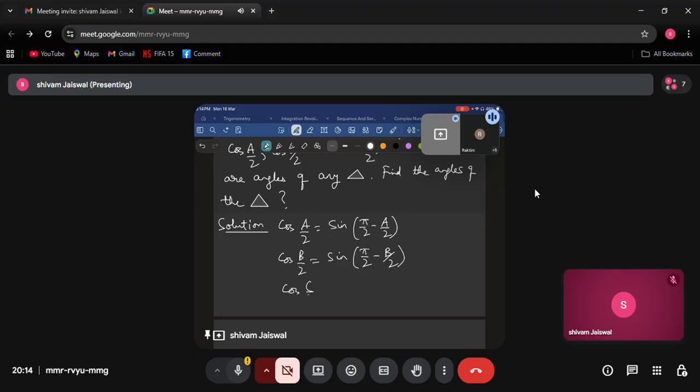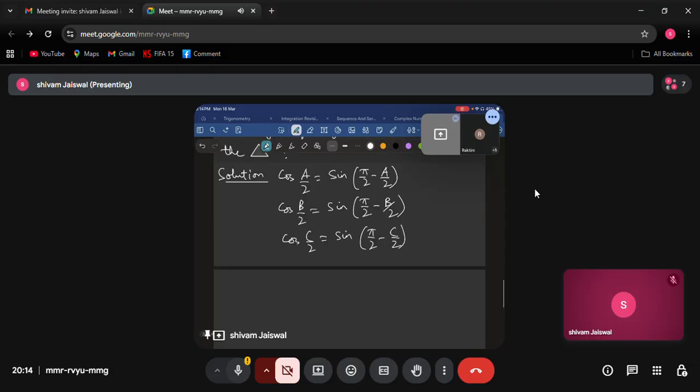And cos of C by 2 is equal to sine of pi by 2 minus C by 2. So everyone, these are the angles: pi by 2 minus A by 2, pi by 2 minus B by 2, and pi by 2 minus C by 2. Now we need to add them up and see whether the sum is coming as 180 degrees or not.